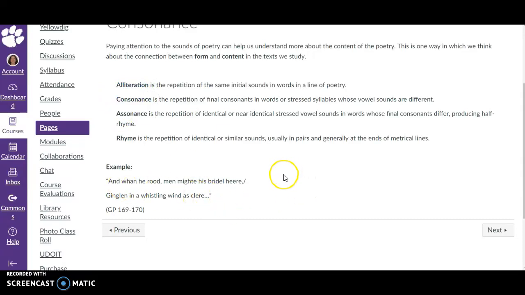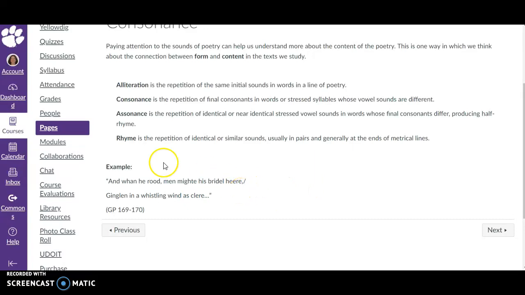Here we go. "And when he rode, men might his bridle hear, jingling in a whistling wind as clear." Now the line continues on. This is a comparison, as clear as, whatever follows.